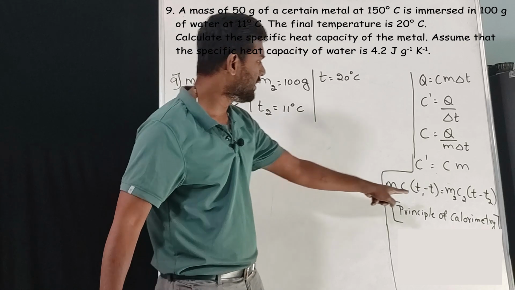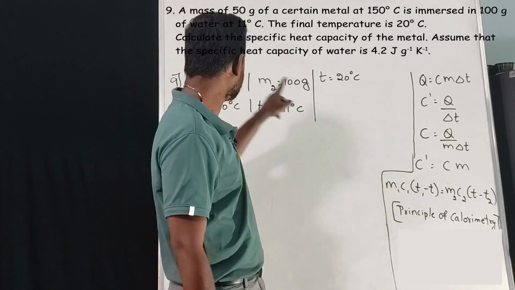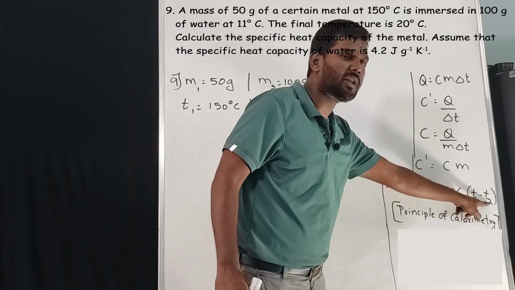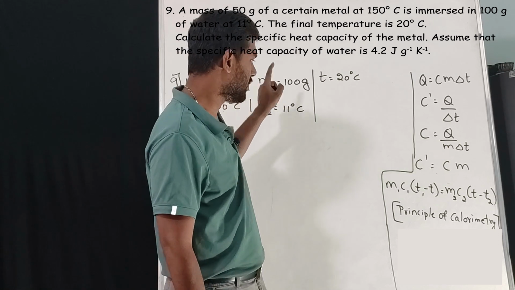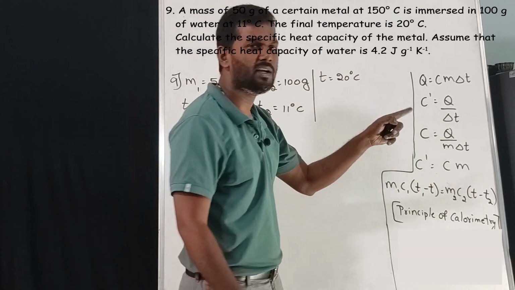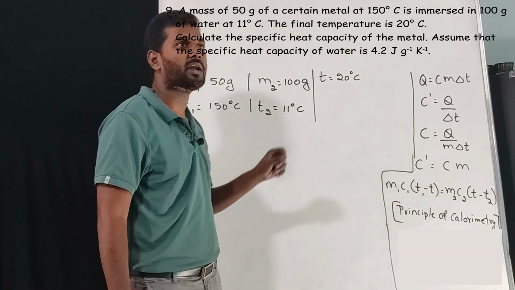See, T1 is nothing but the temperature of the first object, that is the metal. T2 is nothing but the temperature of the second object, that is nothing but water. And T is nothing but the final temperature, that is given in the question directly.